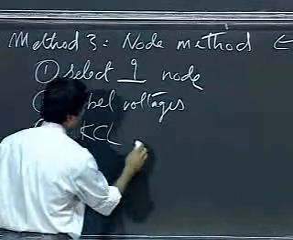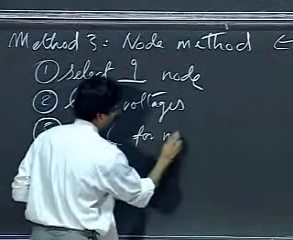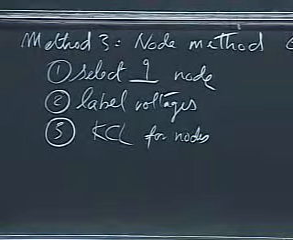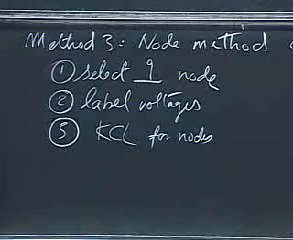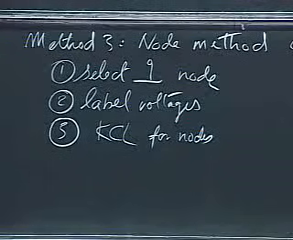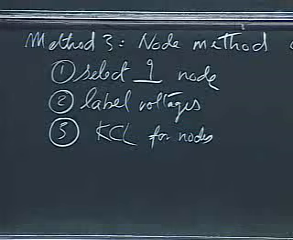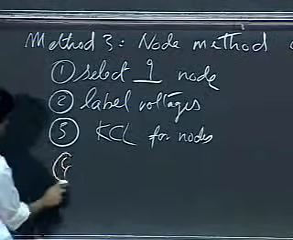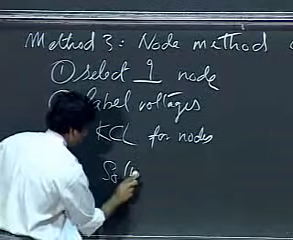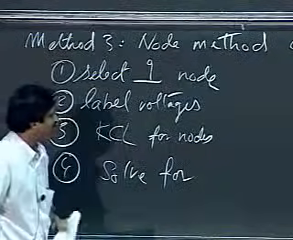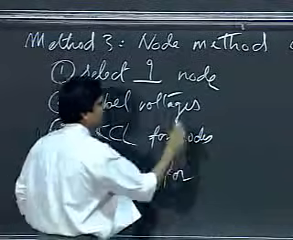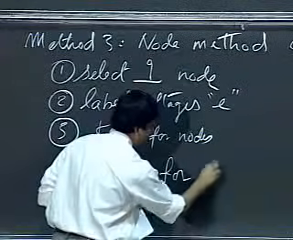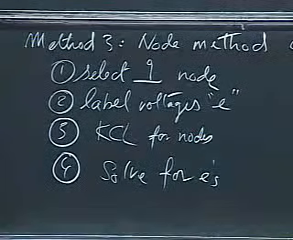write KCL for each of the nodes. Okay? Don't write KCL for the ground node. Remember, if you have n nodes, the node equations will give you n minus 1 independent equations. So write KCL for the nodes, but don't do so for the ground node. Then solve for the node voltages. So let's say when we label voltages, I'm going to be labeling them as E something or the other. So solve for the unknown node voltages.